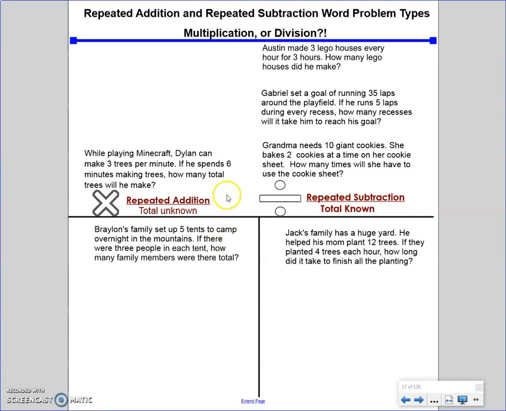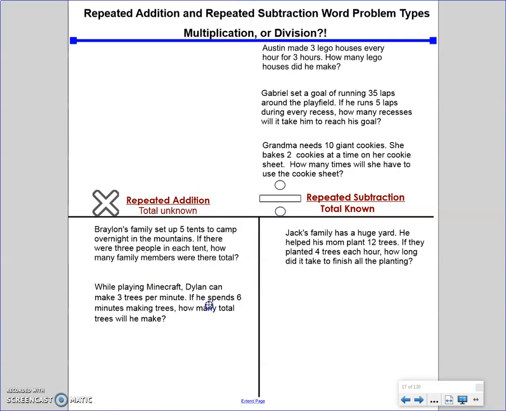Now you're going to decide for the last ones. Here we go. While playing Minecraft, Dylan can make 3 trees per minute. If he spends 6 minutes making trees, how many total trees will he make? Is that repeated addition or repeated subtraction? I agree. It's repeated addition because we do not know the total. We're trying to find the total.